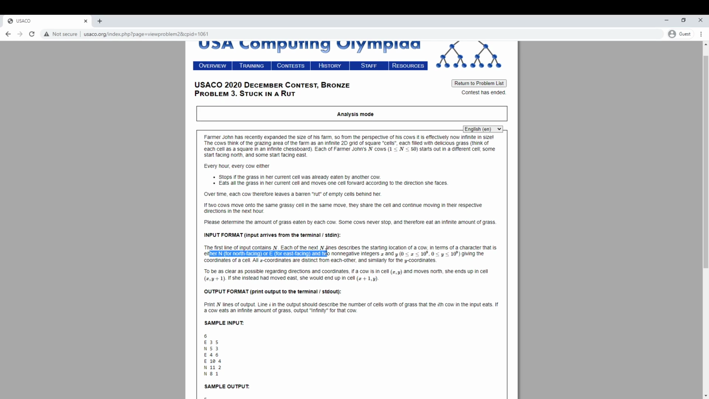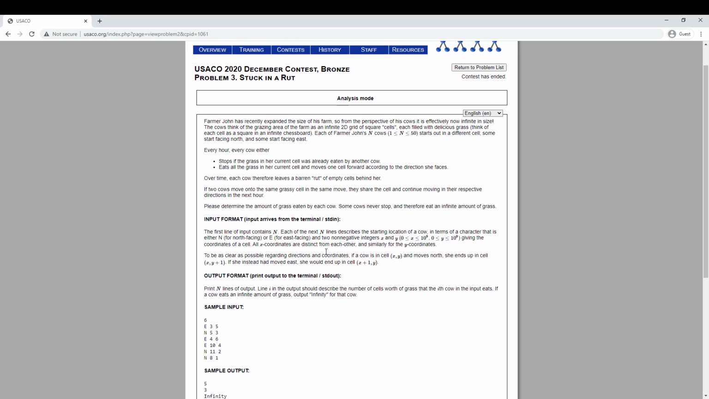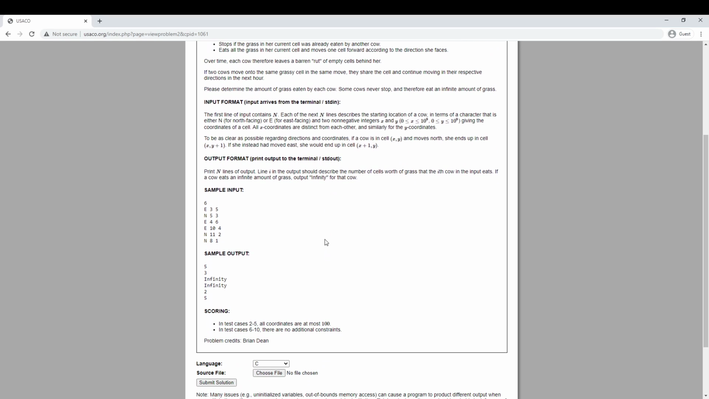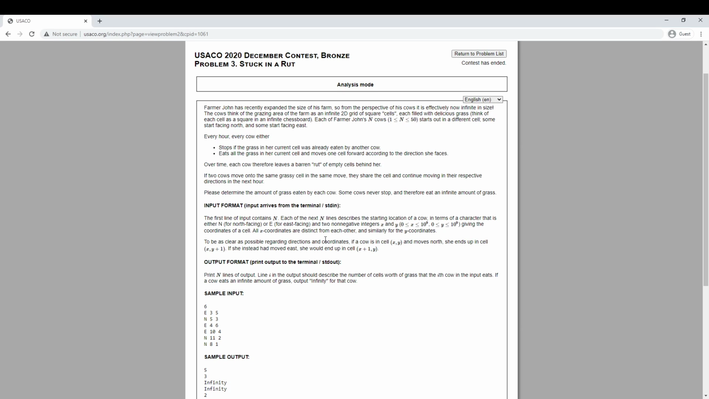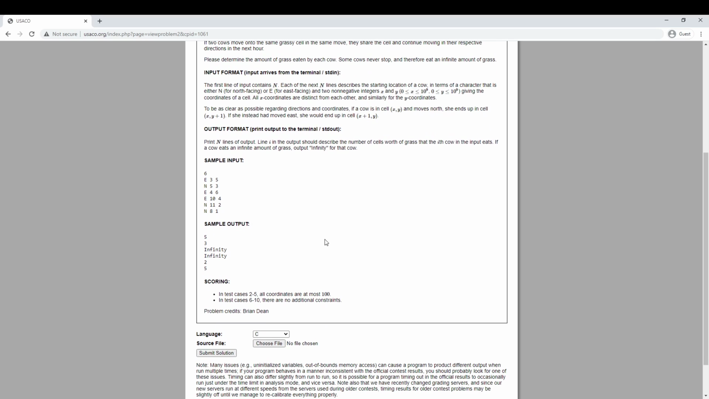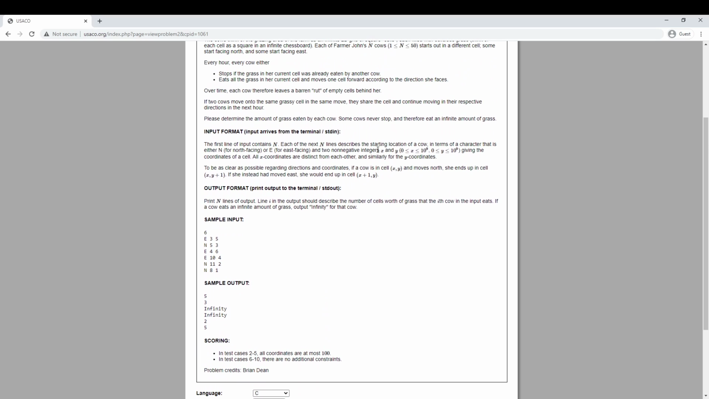Oh, they only go north or east. There's no west or south cows. Okay, that's good to know. I see, but we maybe do need to figure out if they're actually gonna collide.